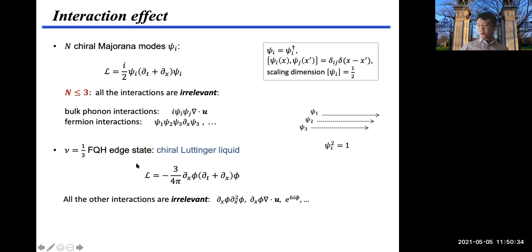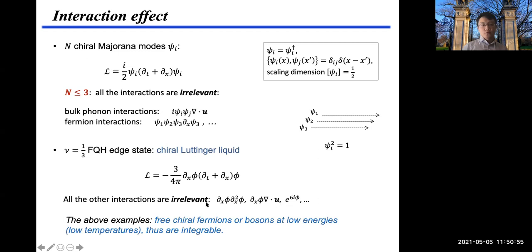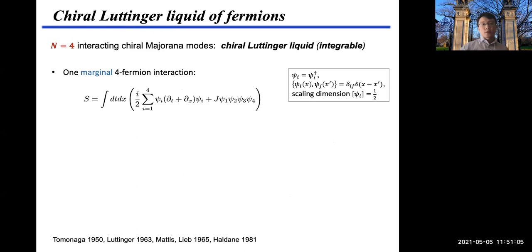So basically, this means at low energy, they behave as almost free fermions. The other example is the nu = 1/3 fractional quantum Hall state, which is described by the chiral Luttinger liquid, which is kind of a free boson theory. And similarly, if you try to write down the interactions, you would find all the possible interactions are irrelevant, including if you allow pairing, it's still irrelevant. So for these examples, basically you would have free chiral fermions or bosons at low energies, low temperatures, which are integrable.